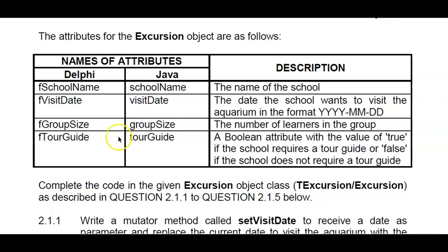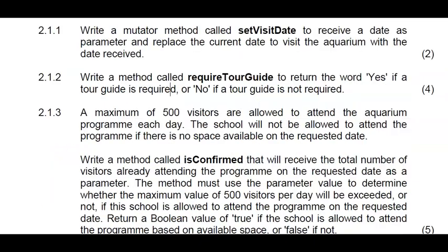In this paper you will still see other field names, and that was for Java questions, so you can just ignore them and make use of only the ones that start with F for Delphi. As always, we're going to do one question at a time, and the first question here is asking me to write a mutator. The moment I see the word mutator, I know that it's a procedure and it has to be public. And the method should be called setVisitDate.